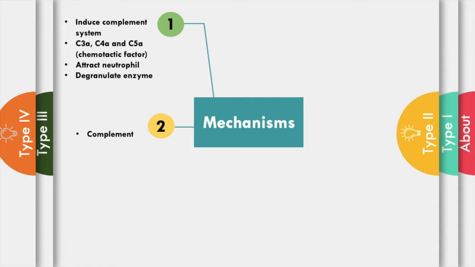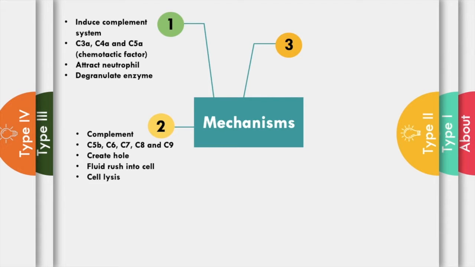Mechanism 2 also involves the complement system. C1 binds to the Fc receptor of the antibody and undergoes a cascade reaction, forming C5b, C6, C7, C8, and C9, which form the membrane attack complex, MAC. The membrane attack complex attacks by creating a hole in the cell membrane and allows fluid to flow into the cell and cause cell lysis.